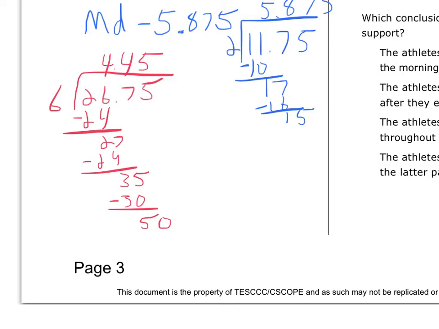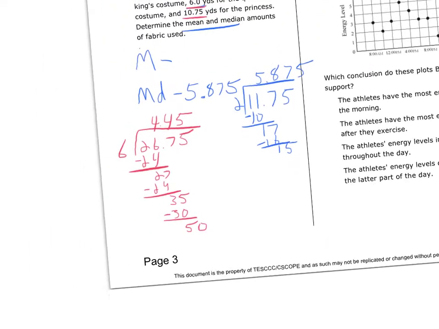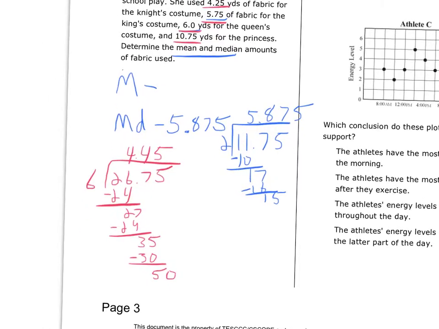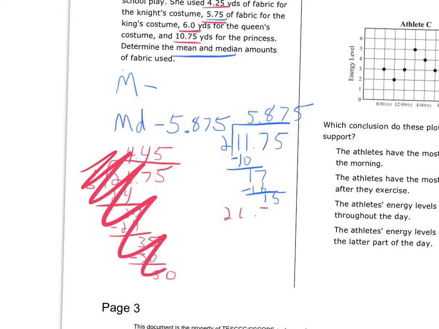Wait, hold on. I'm not supposed to be divided by 6. So that's wrong. I'm sorry. 26.75 divided by 4. That's what I should have done. I'm sorry.